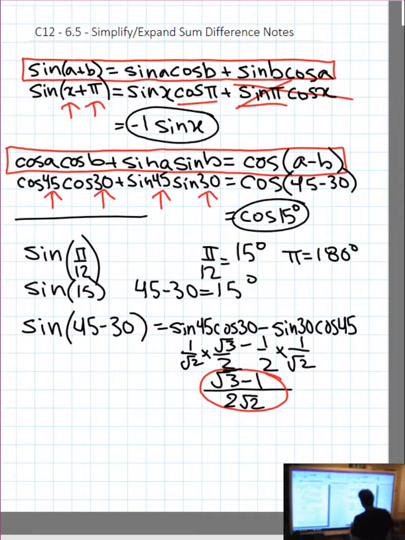So now I'm going to talk about the box at the center, cos of negative 75. Well, negative 75 is just negative 45 minus 30. And negative 45 minus 30 means we're a cos minus. Disregard the negative in front of the 45. But we have a minus in between. Therefore, A is negative 45 and B is 30. So the expansion would be cos negative 45, cos 30, plus sine negative 45, sine 30.